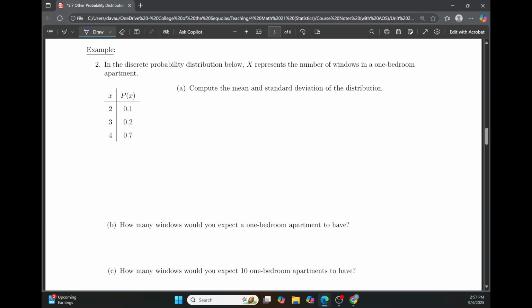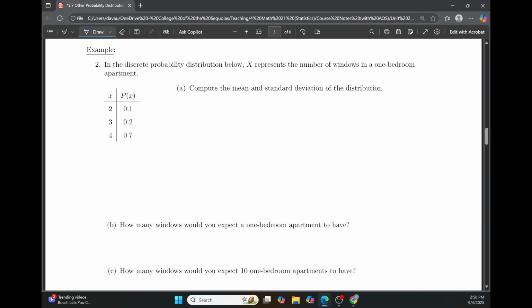Okay. Well, if x were a binomial variable, this would be easy. The mean would just be n times p. But I don't think that x is a binomial variable in this case because we don't have a success and failure, and we're not counting up the number of successes. We're just recording the number of windows in an apartment. So this is not a binomial variable. It is a discrete variable, though, because we're counting up the number of windows.